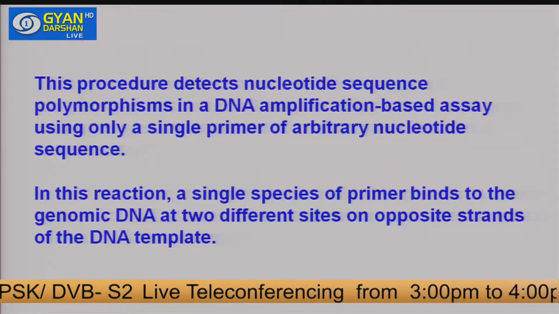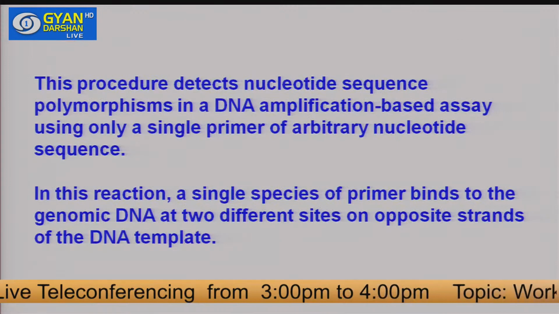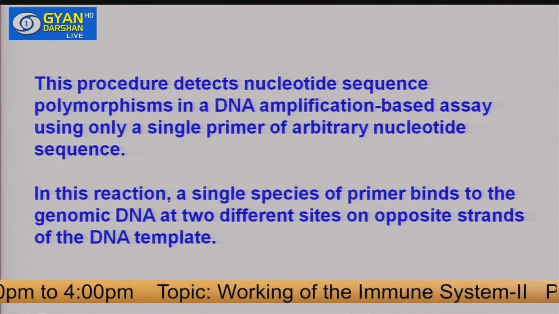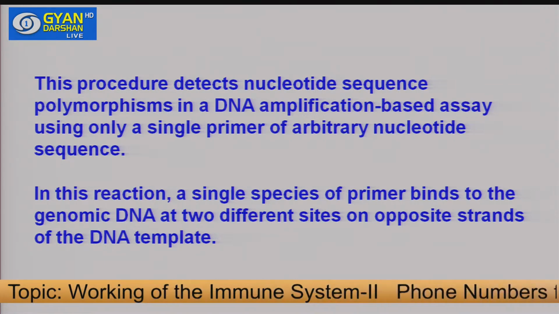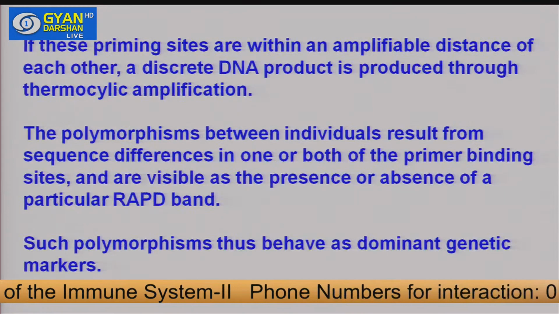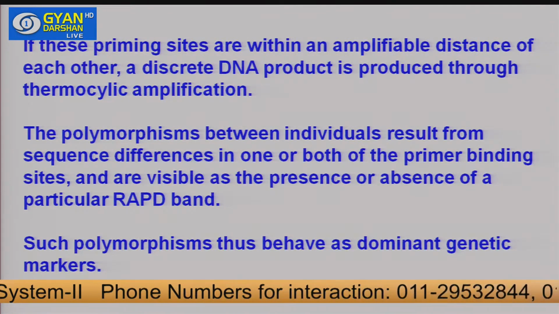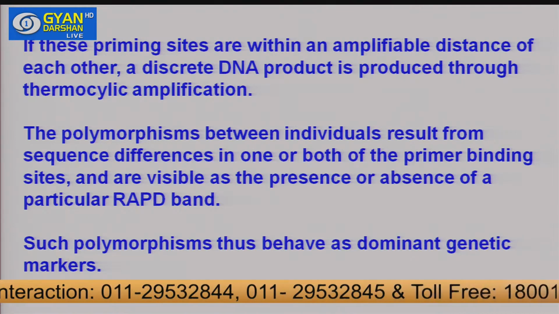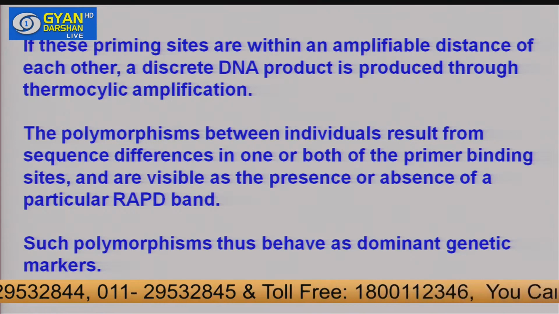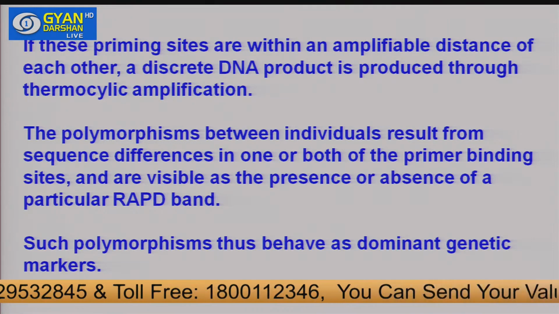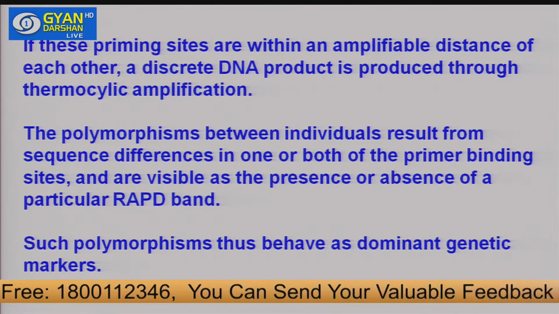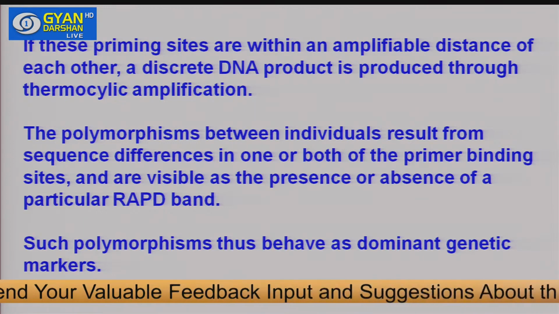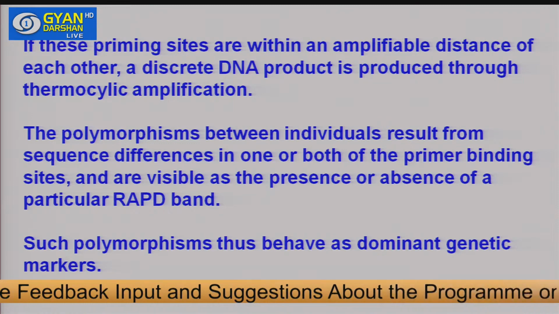It detects nucleotide sequence polymorphism in a DNA amplification based assay using only a single primer of arbitrary nucleotide sequence. A single species of primer binds to the genomic DNA at two different sites on opposite strands of the DNA template. If these priming sites are within an amplifiable distance, a discrete DNA product is produced. Polymorphism between individuals results from sequence differences in one or both of the primer binding sites and is visible as the presence or absence of a particular RAPD band. So you can compare between different samples and check which band is present and which band is missing.